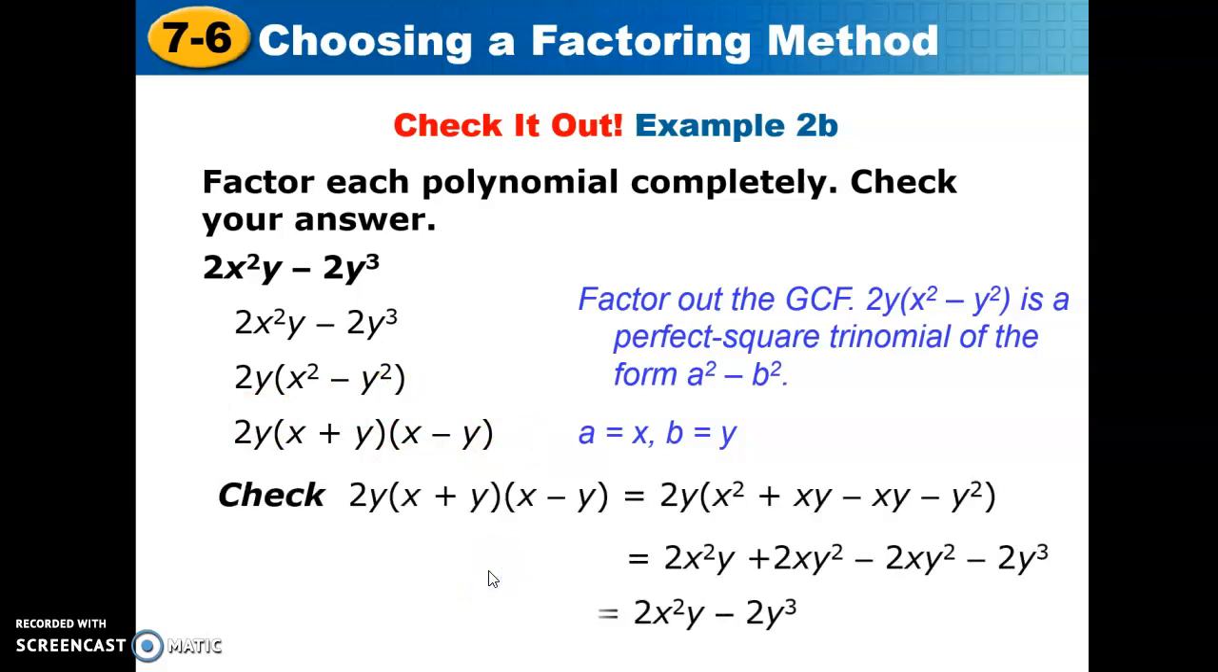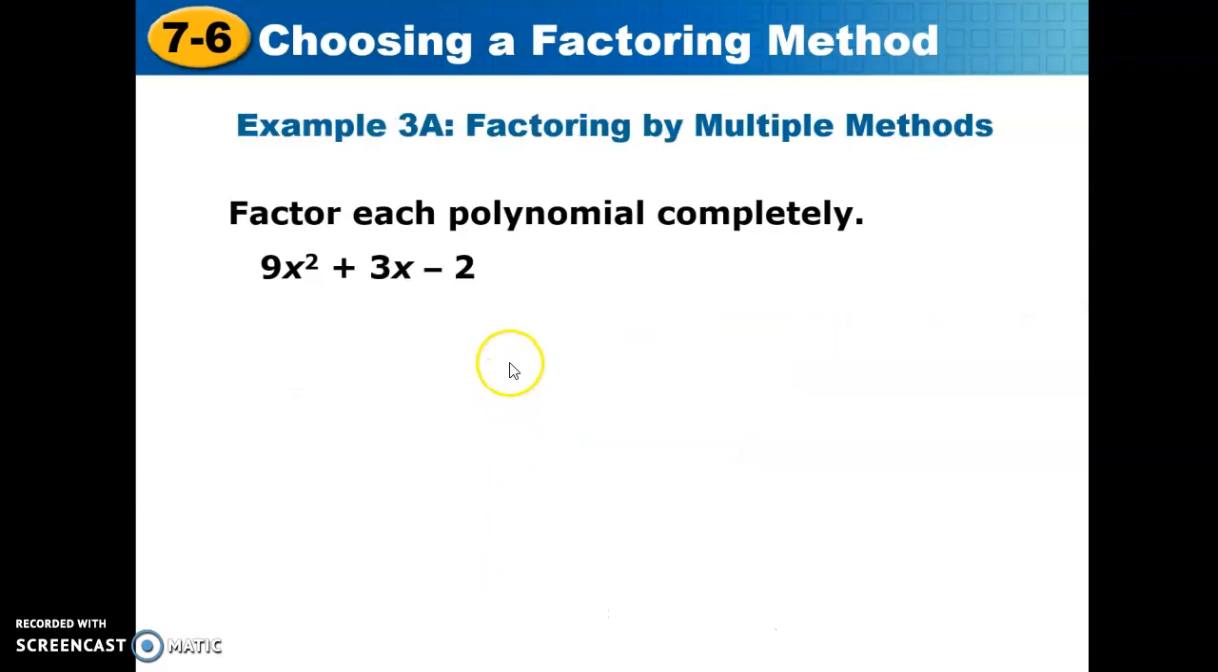And again, you can check your work by multiplying. All right, now, here we go. Factor each polynomial completely. 9x squared plus 3x minus 2. This does not have a GCF. Okay, so you skip down then to step 2.